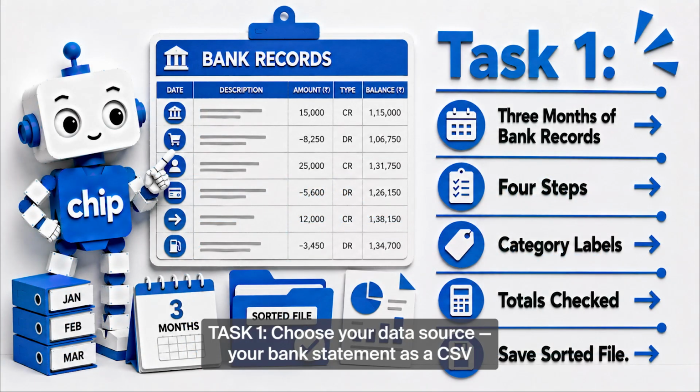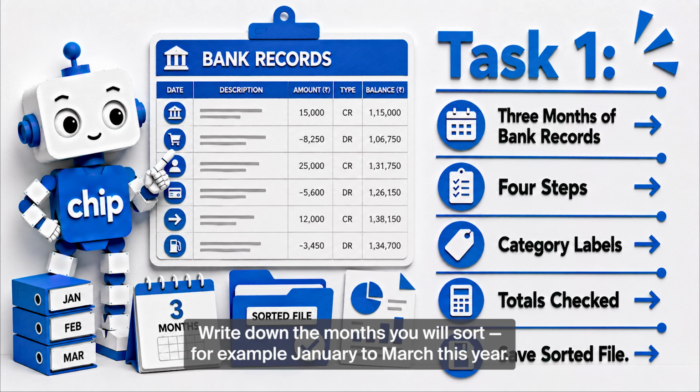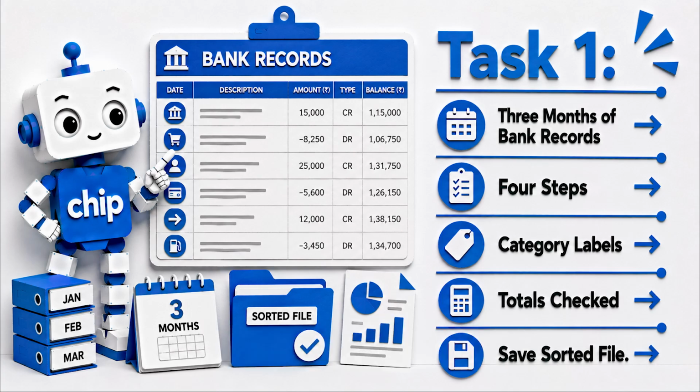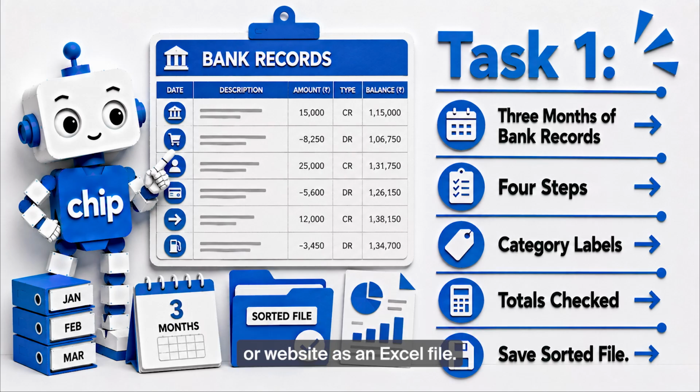Task 1. Choose your data source: your bank statement as a CSV or Excel file, your Excel payment register, or your bill register. Write down the months you will sort, for example January to March this year. Write the approximate number of transactions. Export your bank statement from your bank's app or website as an Excel file. Follow the 4 steps from this section.